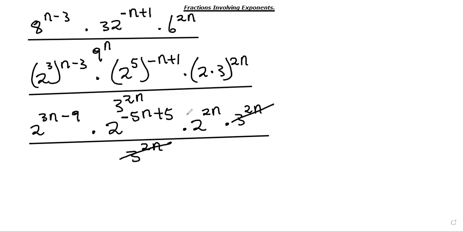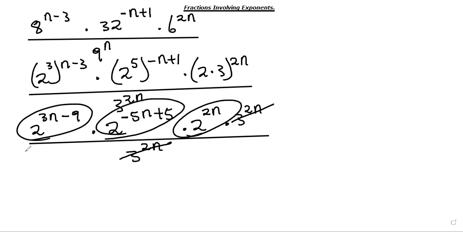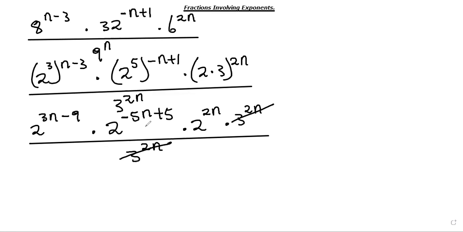Now, we focus on these twos. We can apply the first law of exponents right away. So when multiplying powers of the same basis, we take one base, then we add the exponents. So it's going to be 2 raised to the 3n minus 9 plus negative 5n plus 5. And then we say plus 2n. This is what we get.